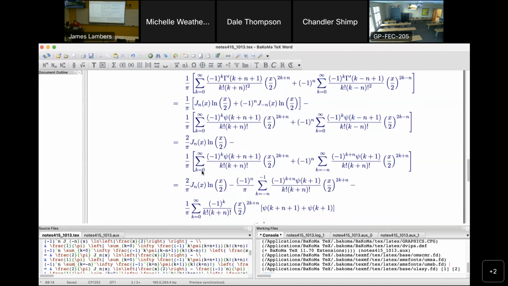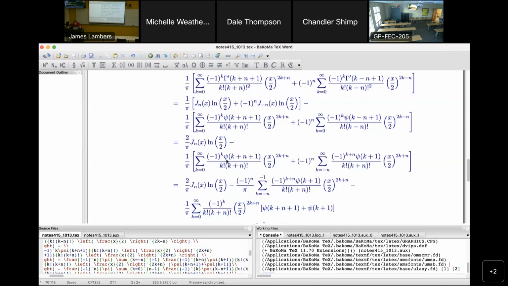Now, notice this summation goes from 0 to infinity, while this one goes from minus n to infinity. So I take this summation and all of these terms from 0 to infinity, and combine them into one summation. Look at how these two summations are distinguished from one another. The denominator is the same, x over 2 to the same power. The digamma functions, those are different.